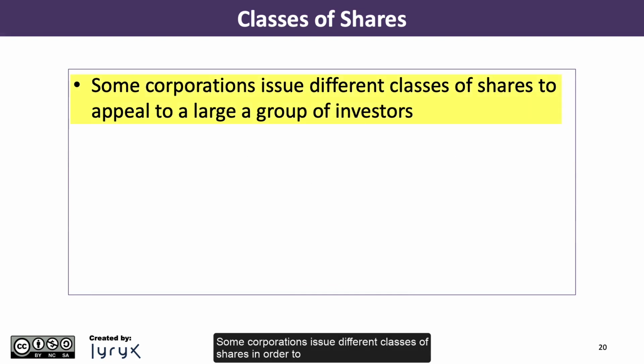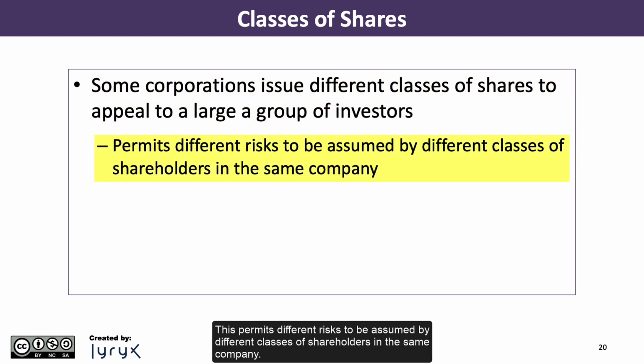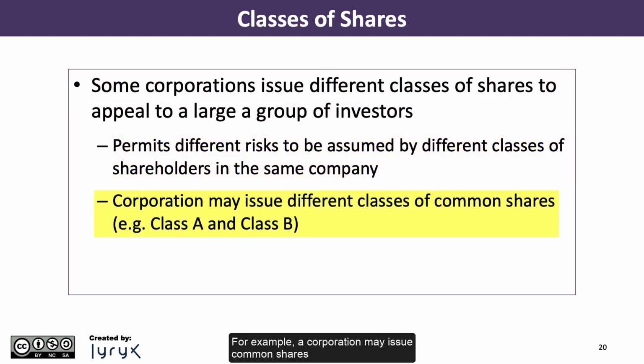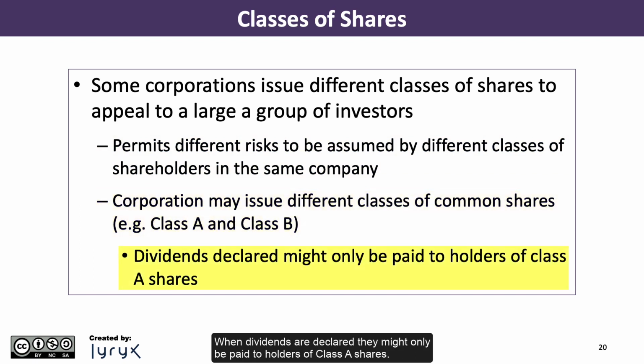Some corporations issue different classes of shares in order to appeal to as large a group of investors as possible. This permits different risks to be assumed by different classes of shareholders in the same company. For example, a corporation may issue common shares but divide these into different classes like Class A and Class B common shares. When dividends are declared, they might only be paid to holders of Class A shares.